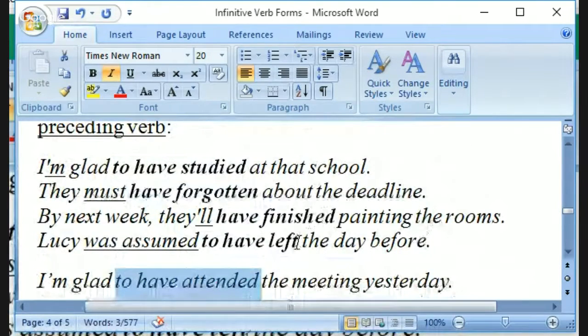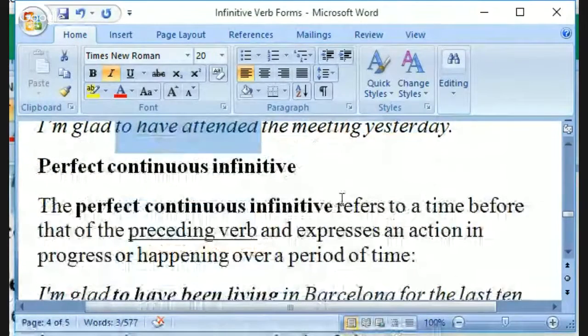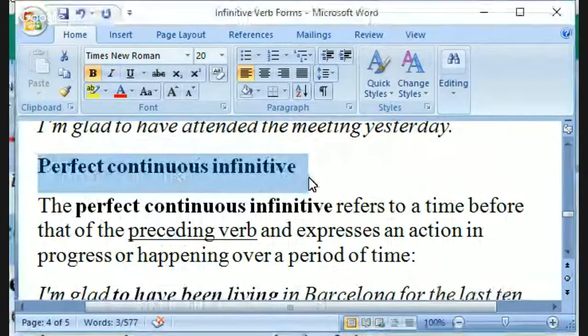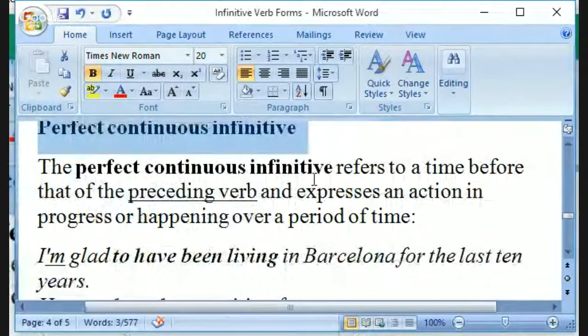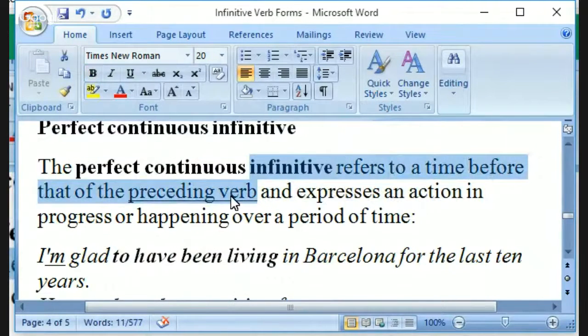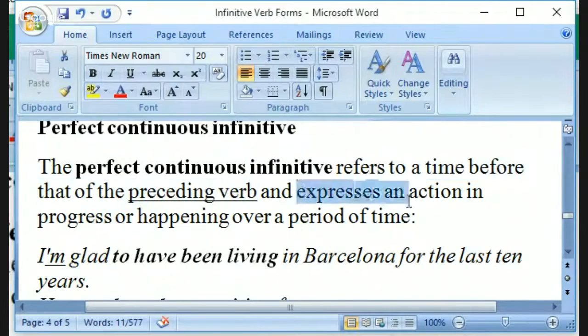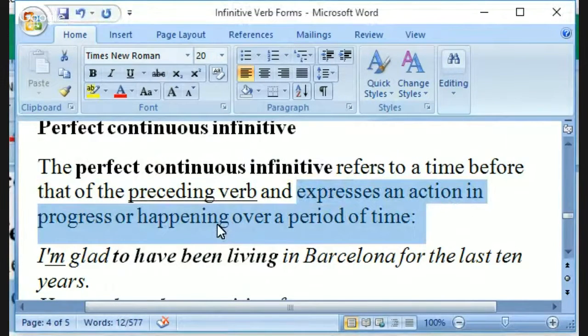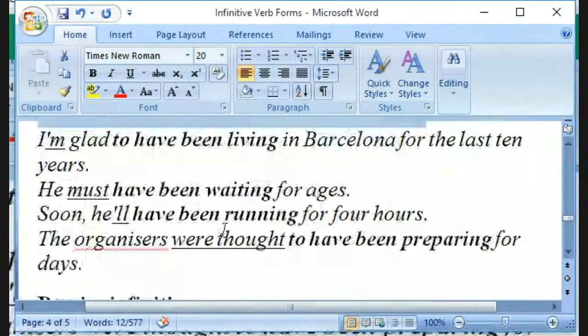Simple infinitive forms are a dime a dozen. They happen a lot. But some of these more, you know, the continuous or the perfect, they're much rarer because there's usually a different way to express the same concept. And then, of course, the most complicated, the perfect continuous infinitive. So both things. It refers to a time before the main verb, and expresses an action in progress or happening over a period of time.